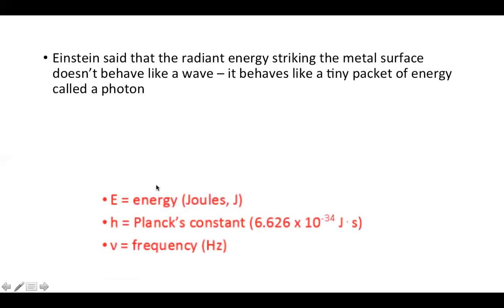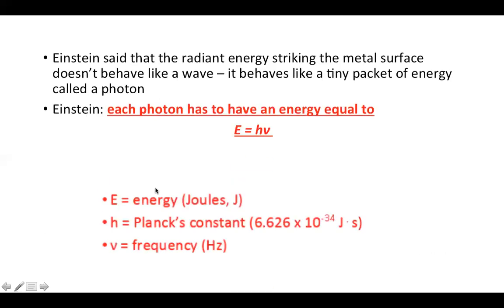All right, so instead we're going to use another relationship, which is going to relate the energy of a photon to the frequency of that photon. Each of these photons is going to have an energy related to the frequency, but more specifically, it's going to be equal to h, which stands for Planck's constant, times nu, which again, in this case, is still frequency.